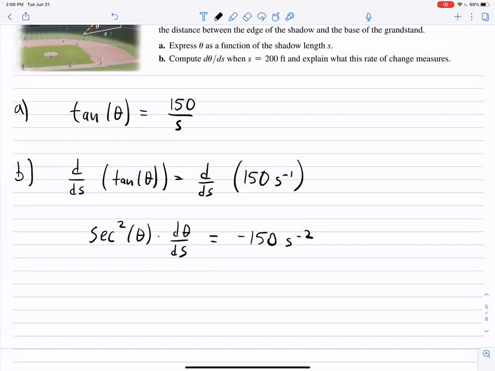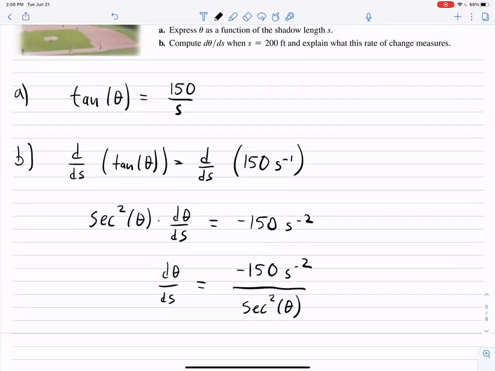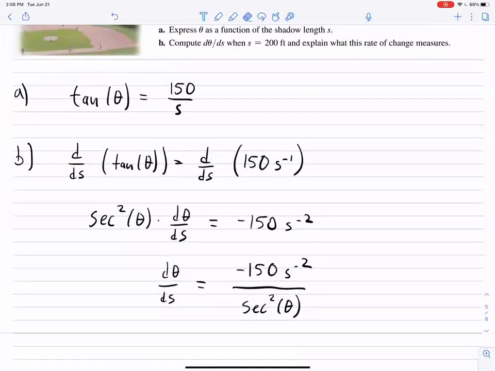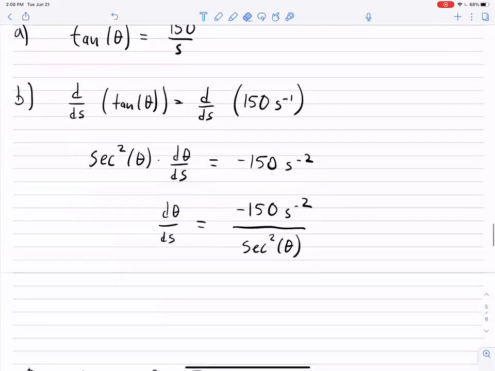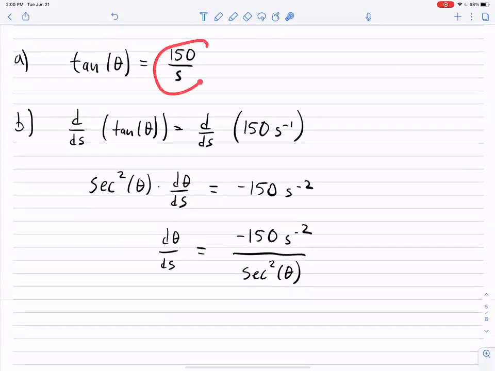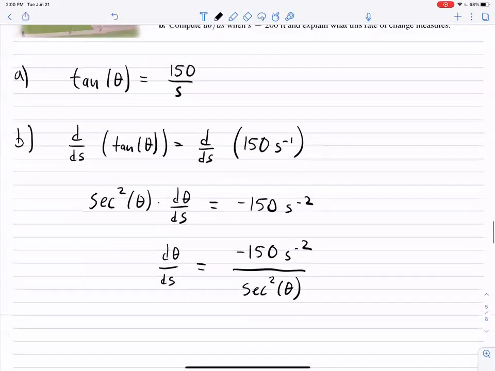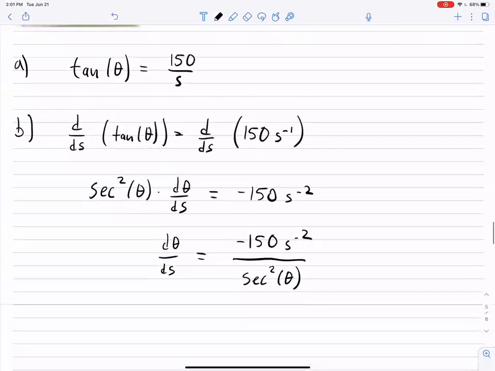And then we can solve for d theta ds. And what will that be? d theta ds is going to be negative 150 s to the negative 2 over secant squared theta. And rewriting that in terms of s, remembering from our derivation before that secant squared theta is the same thing as 1 plus tangent squared theta, but tangent is 150 over s. And so let's think about that for a second.